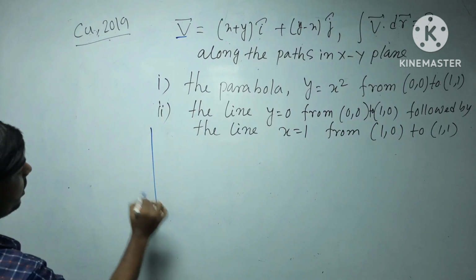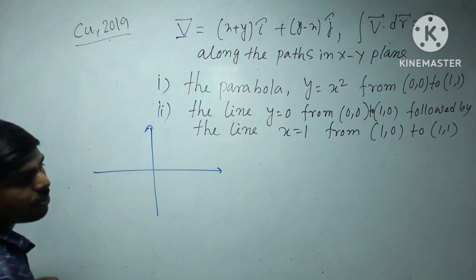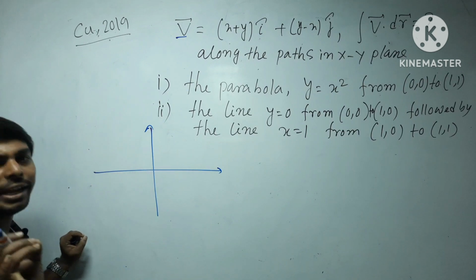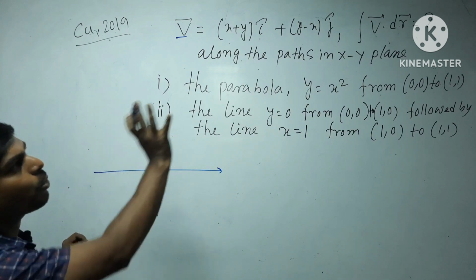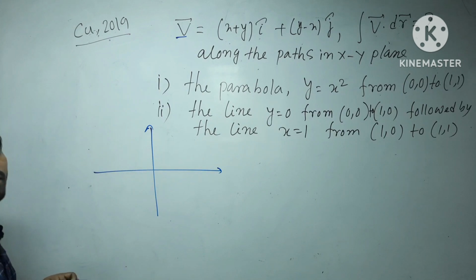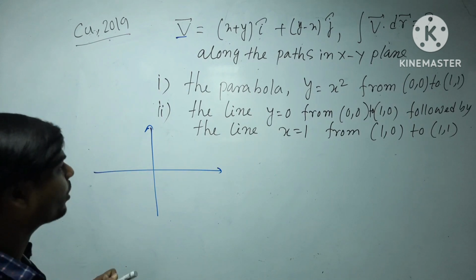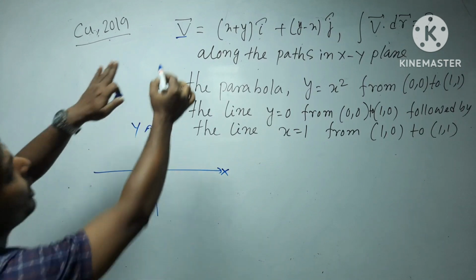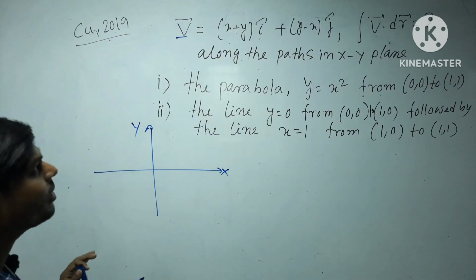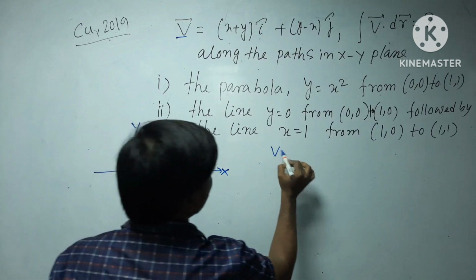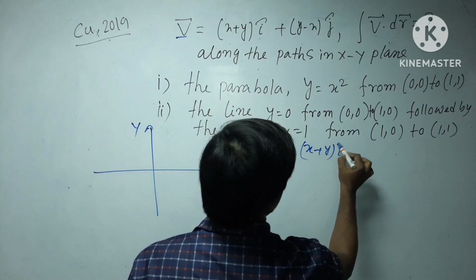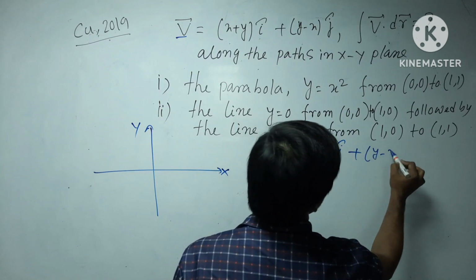So I can take, যখনই প্রবলেম সলভ করবে, first draw whatever comes in your mind. যেটা তুমি পড়ে বুঝতে পারবে সেটাকে ড্রয়িং করো, your problem becomes very easy for you. So this is the xy plane. We have this vector field in this xy plane, and the vector field V is equal to (x plus y) i cap plus (y minus x) j cap.